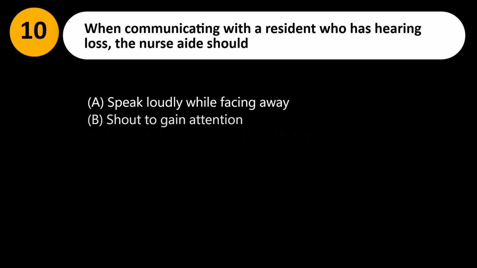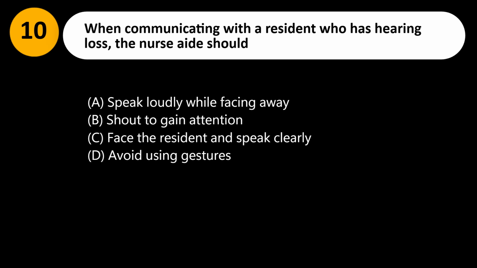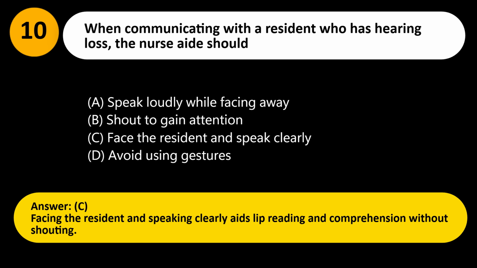When communicating with a resident who has hearing loss, the nurse aide should: A. Speak loudly while facing away. B. Shout to gain attention. C. Face the resident and speak clearly. D. Avoid using gestures. Answer: C. Facing the resident and speaking clearly aids lip reading and comprehension without shouting.